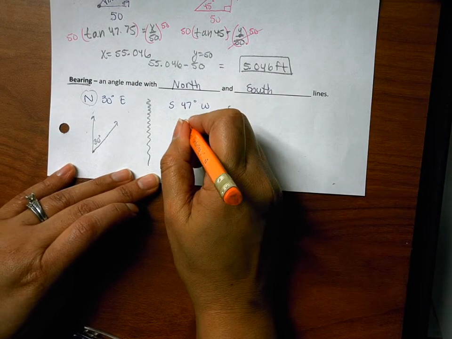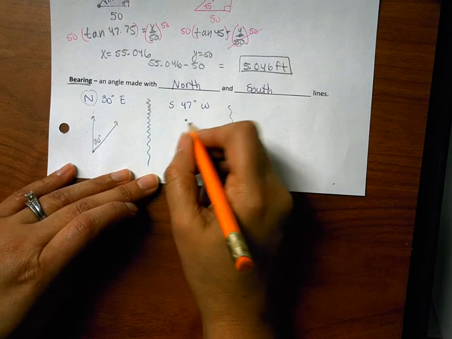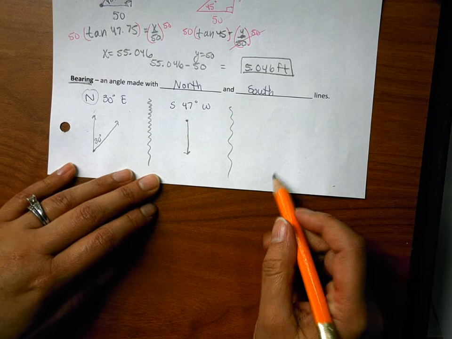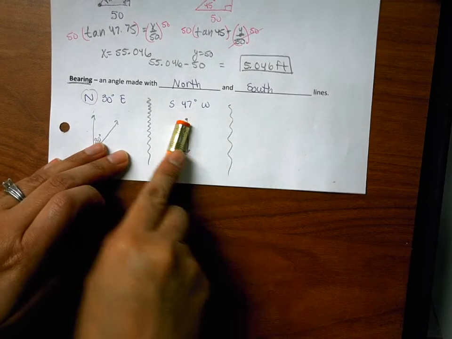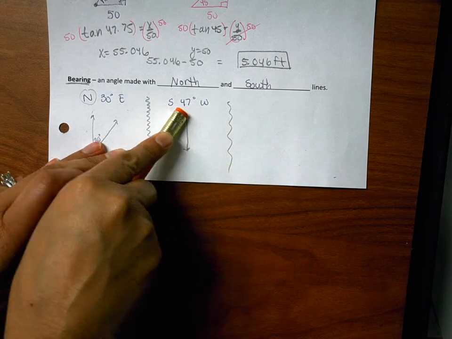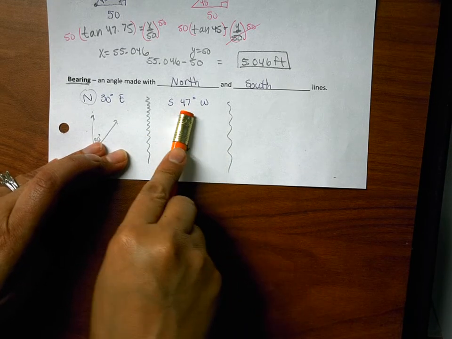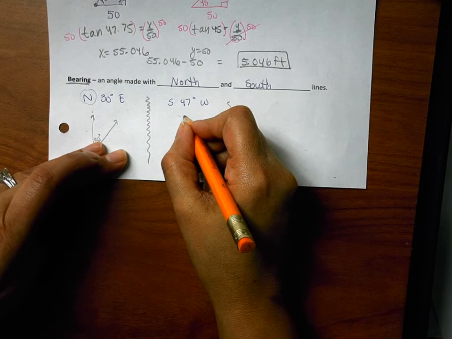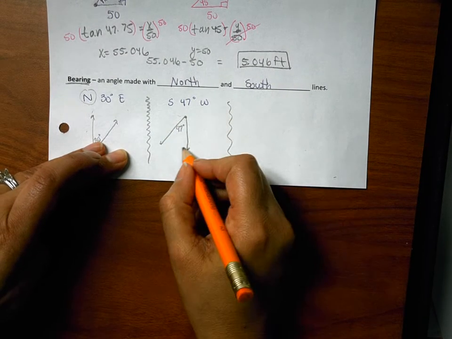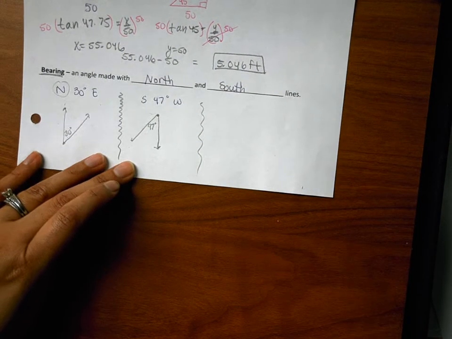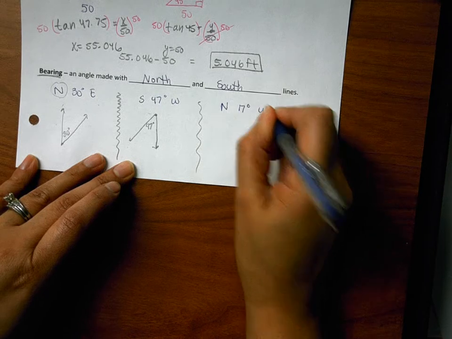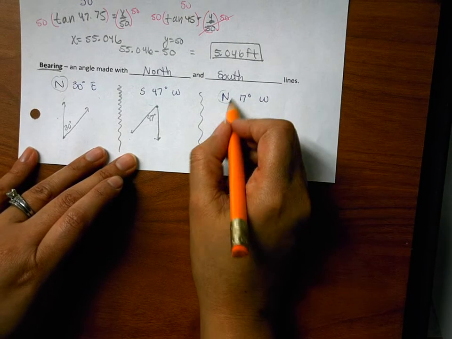All right, let's try another one. Let's try south, 47 degrees west. Okay, so we have our little dot. That's where we're going to swing from. I put it up at the top because I want my line to be pointing south. And then this is where I'm going to swing from. Which way am I going to swing, right or left? For west, I'm going to swing to the left, and I'm going to swing 47 degrees. So there's south, 47 degrees west.